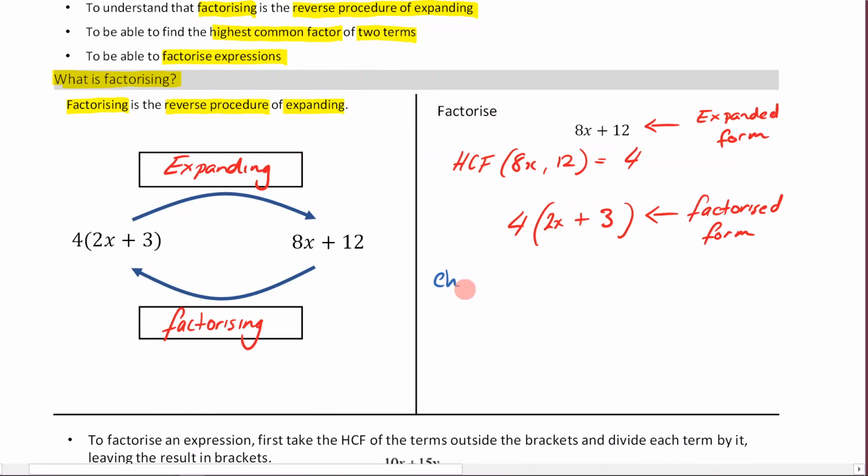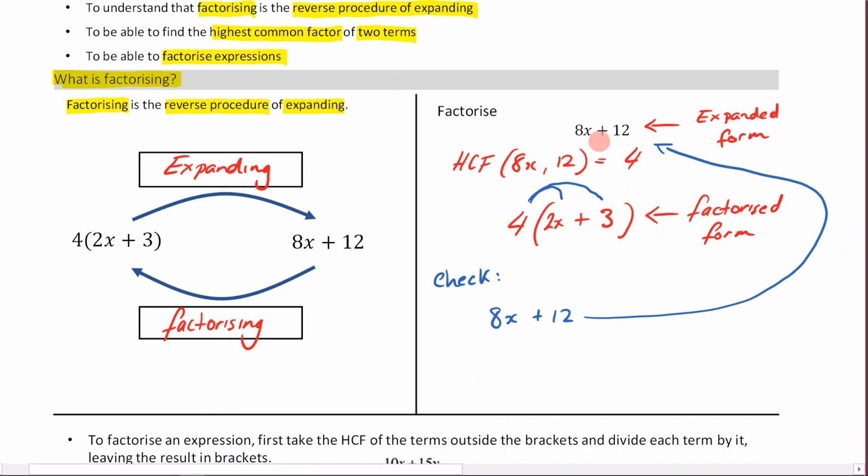So let's now check if we've done it correctly. The way that we do that is we go, okay, let's just expand. 4 times 2x is 8x. 4 times 3 is 12. And as you can see, that is what we started with, 8x plus 12. So I've done it correctly because I got back to where I started. So that's the great thing about factorization. You can actually check what you have done.